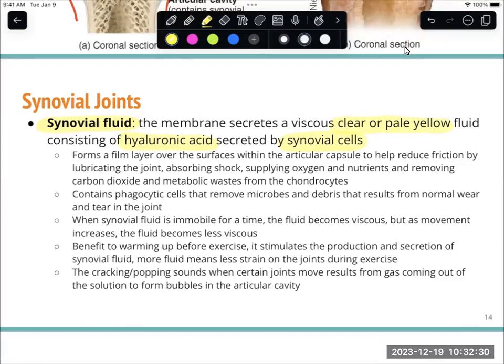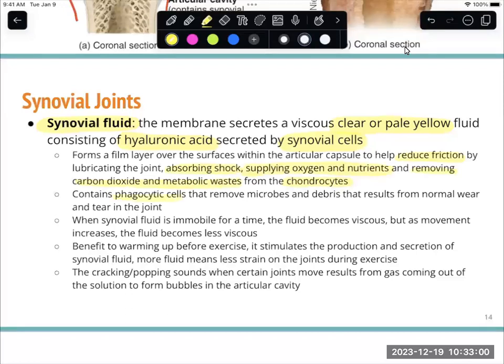This synovial fluid reduces friction between those joints. It helps act as a shock absorber between those joints. It gets oxygen and nutrients to those different cells, that hyaline cartilage, those different cells in the area, and it's going to remove carbon dioxide and different wastes from those chondrocytes, because chondro is cartilage, so cells that are helping to maintain that cartilage in the area.